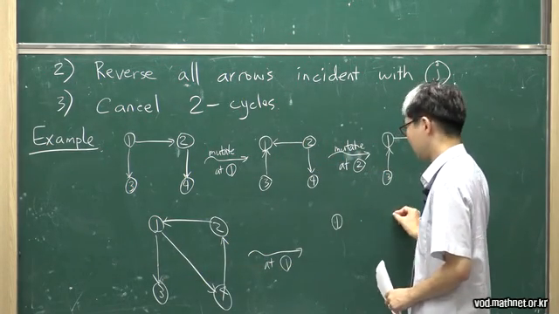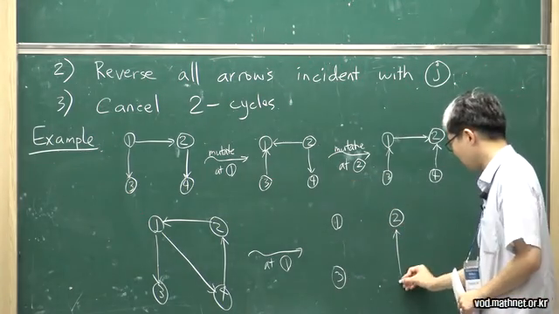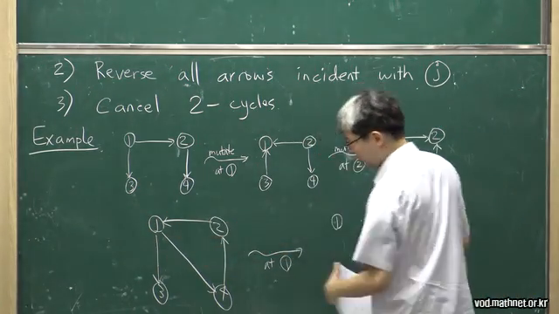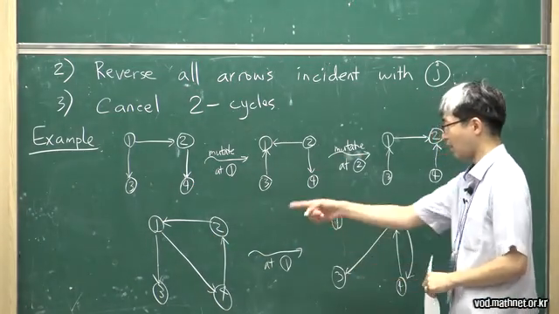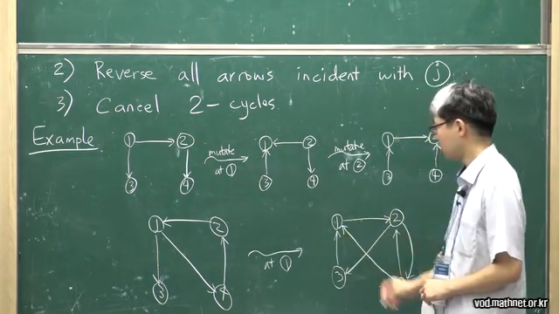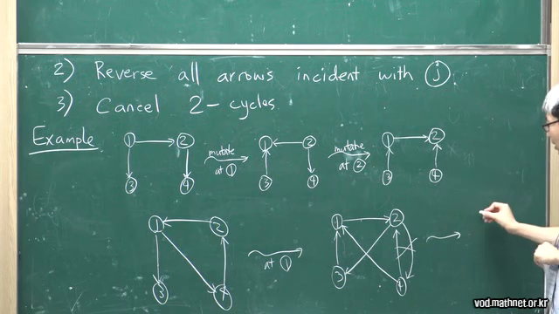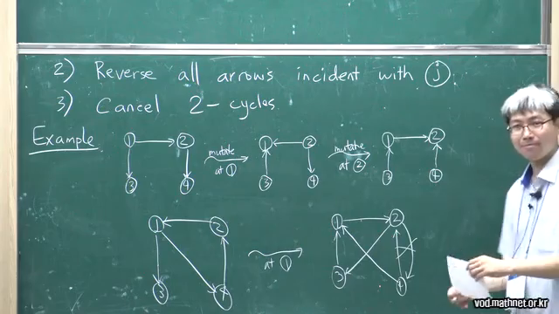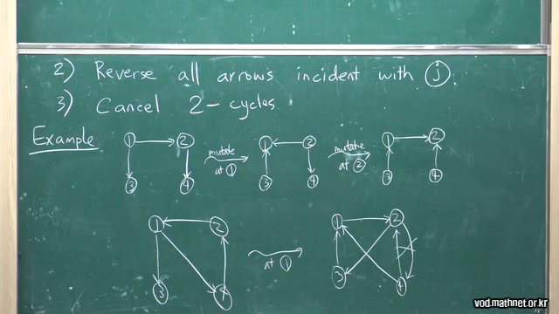So the arrows away from 1 or other arrows are just fixed, and then I need to create a new arrow from 2 to 4 and a new arrow from 2 to 3, and then reverse the arrows incident to 1. And there is a 2-cycle, so I cancel this one, and then I cancel this one. Yeah, that's it. Okay, so this is a quiver mutation.